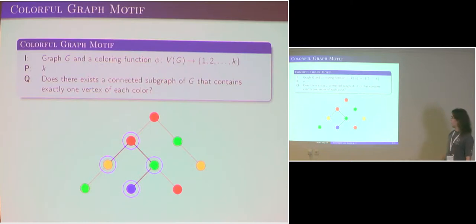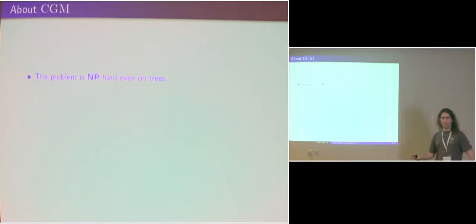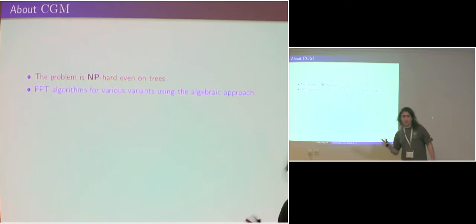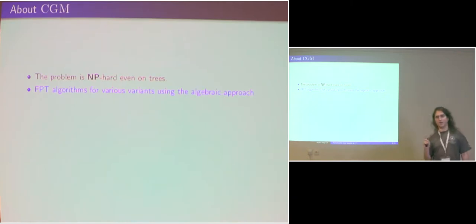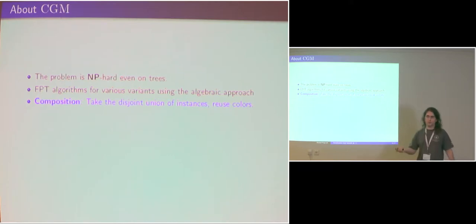Okay. So this problem, I will not prove it. It's a nice exercise to show that it is NP-hard even on trees. So it's a hard problem. Just a remark, this problem is FPT, and there are a lot of very nice algorithms for this problem using an algebraic approach. If you are interested, it's nice to see what happened there. But it doesn't admit a polynomial kernel unless bad stuff happens, because it has trivial composition.